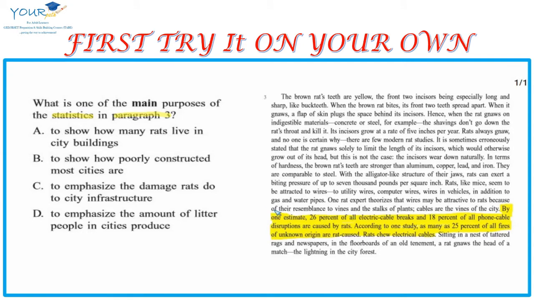So now that we have revisited our text, we have identified where our statistics are found in the text. We can now come over here to our options, and we're going to revisit each option as we utilize the process of elimination to get rid of any option that does not apply in terms of answering our question. Here we have option A, to show how many rats live in city buildings. Well, we know that the statistics did not talk about any rats living in city buildings. And so we can eliminate option A because it does not apply.